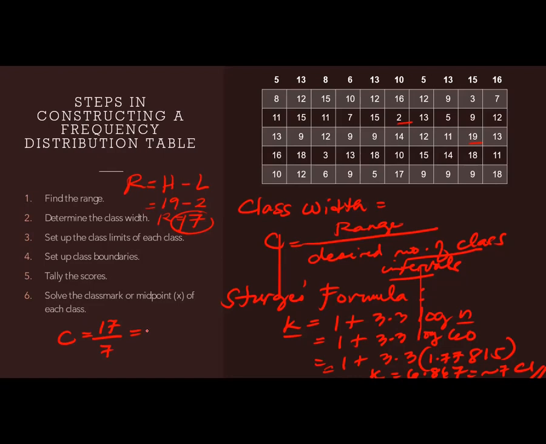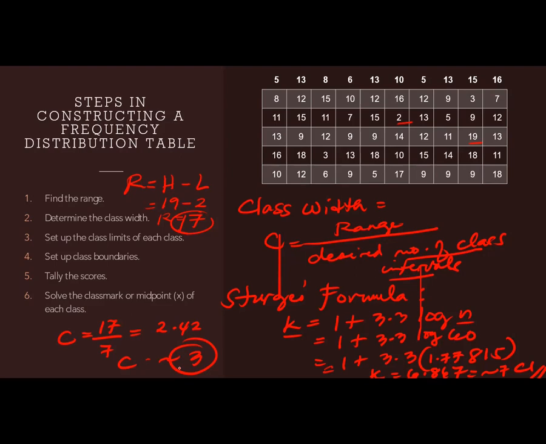Therefore, 17 divided by 7 will give us 2.42. And so if we are going to round it up to the nearest whole number, then we have our class width, which is more or less 3. Okay? So take note, our range is 17, and our class width here right now is 3.